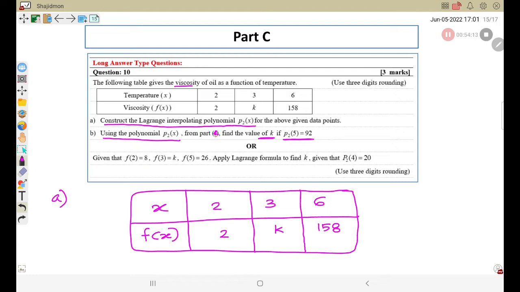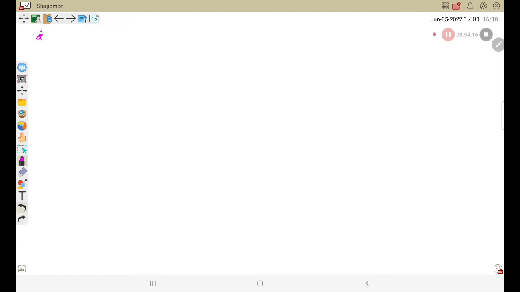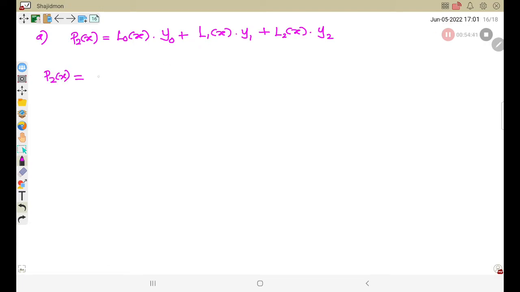Okay, so first we will create the P2 of X, the A part of the question. You remember what the rule is: P2 of X equals L0 of X multiply Y0 plus L1 of X multiply Y1 plus L2 of X multiply Y2. An easier way I told you: put a line and a bracket for writing y0, plus a line and a bracket for writing y1, plus a line and a bracket for writing y2. First we are filling y0, y1 and y2.